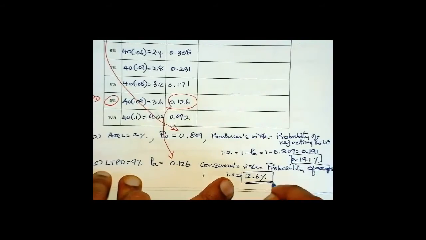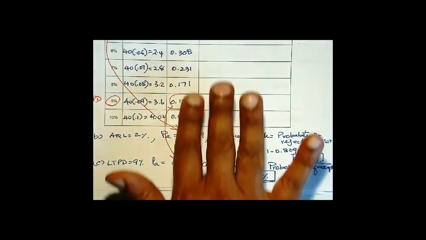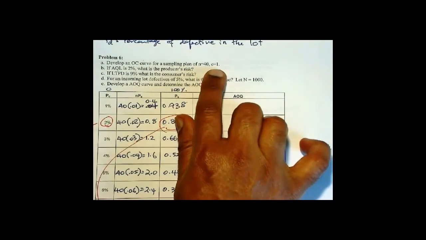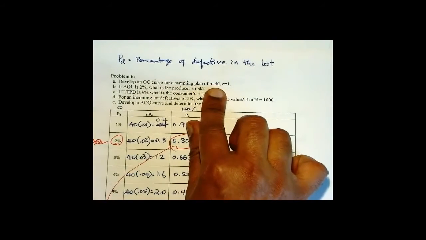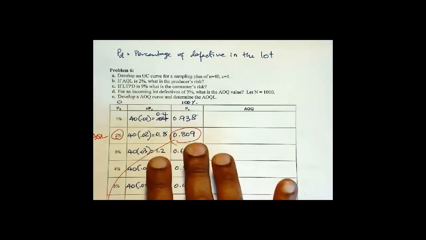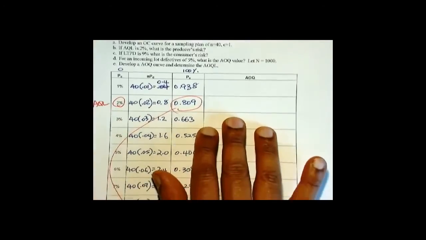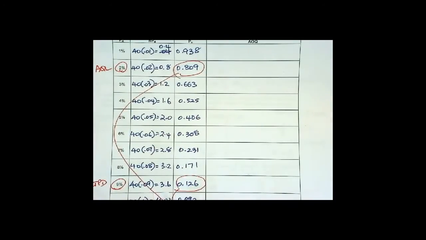That is the consumer's risk. So if these are acceptable, then you can use n equal to 40 and c equal to 1 as your sampling plan. If this is not acceptable, you want this to be reduced, then you have to change the sampling plan. So if you set this up in an Excel spreadsheet, you can change the values of n and c until you reach an n and c value that will be acceptable to both the vendor and the consumer.